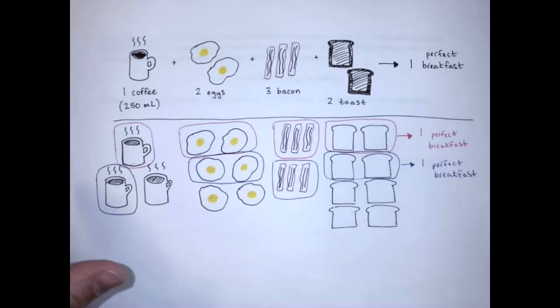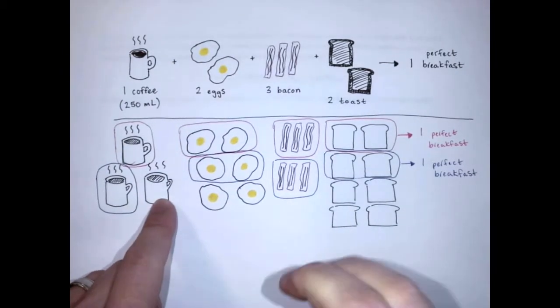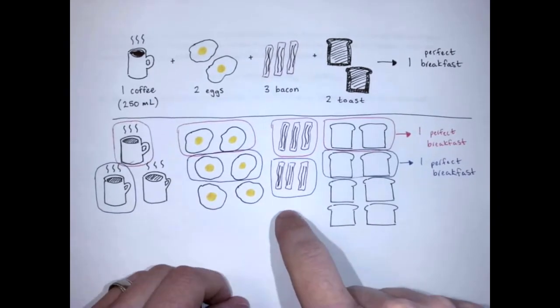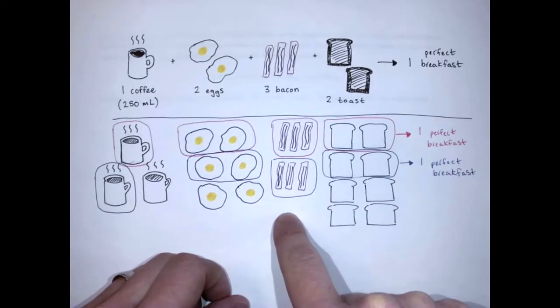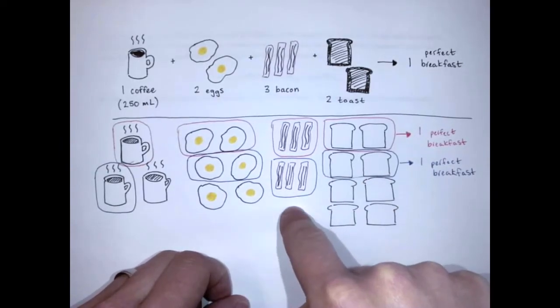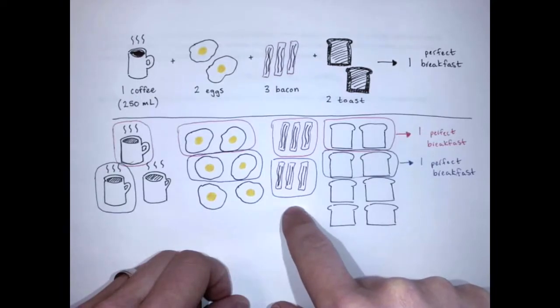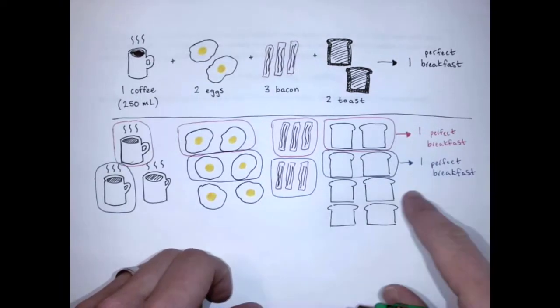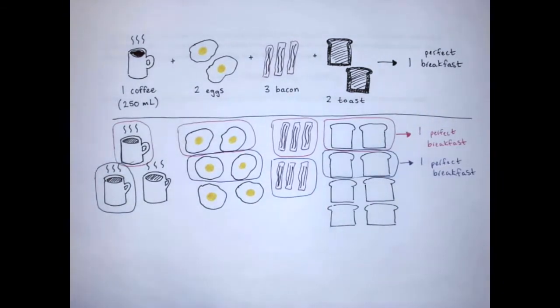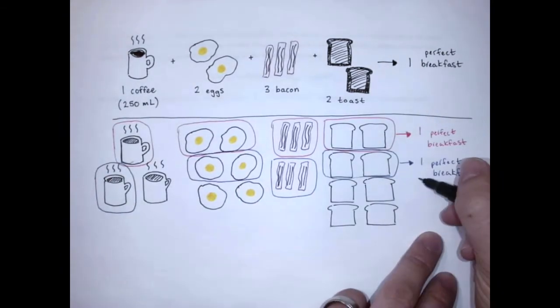All right, let's see if we have enough to make some for a third friend. Well, I've got my 1 cup of coffee. I've got my 2 eggs. So far, so good. But I don't have any bacon. I do have lots of toast left over, but I don't have any bacon. So that means I can't actually make another perfect breakfast. So how many perfect breakfasts can I make?